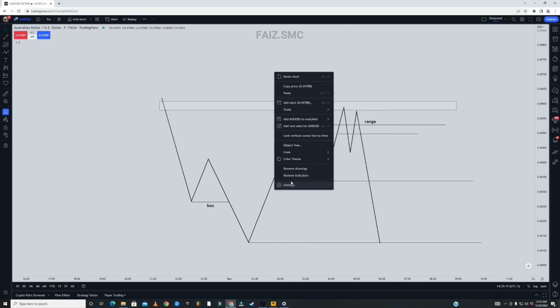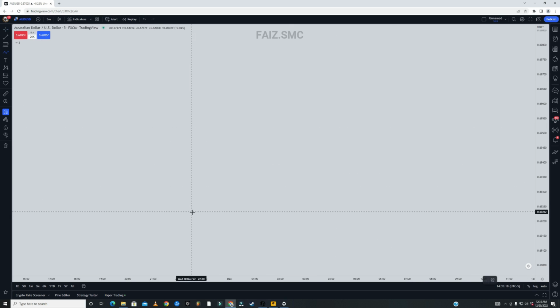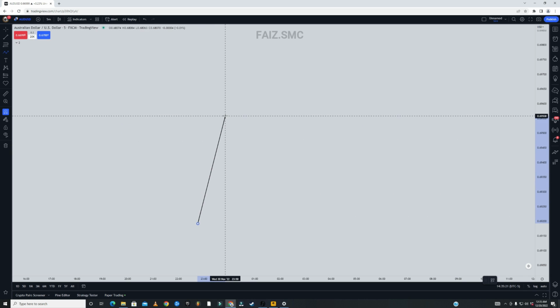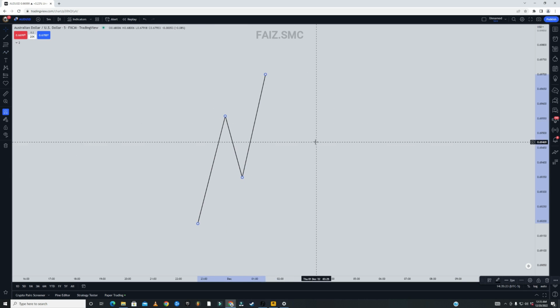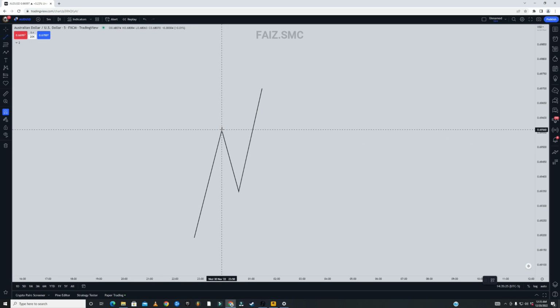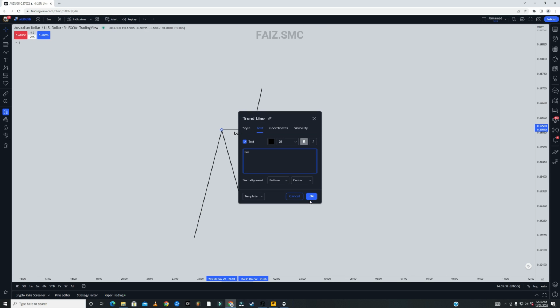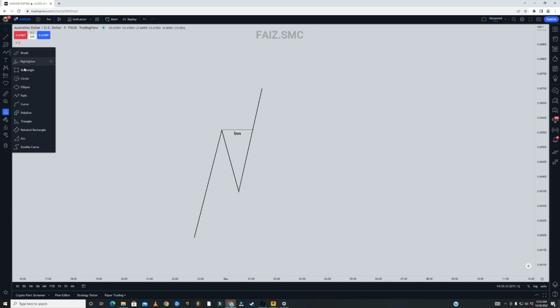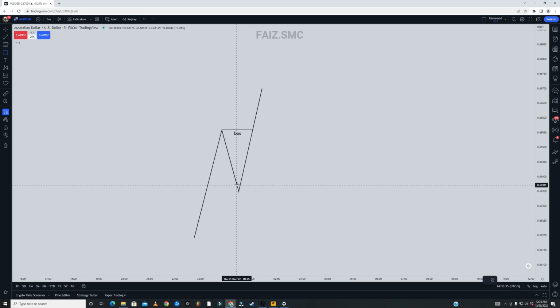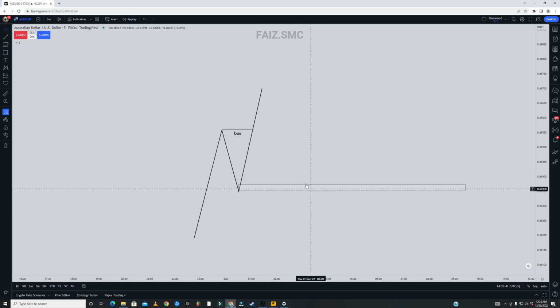So in case of a long trade, you look for a bullish trend. You identify a break of structure. You have a break of structure, and then you have, let's say, your demand zone here, or you have your order block or fair value gap here.